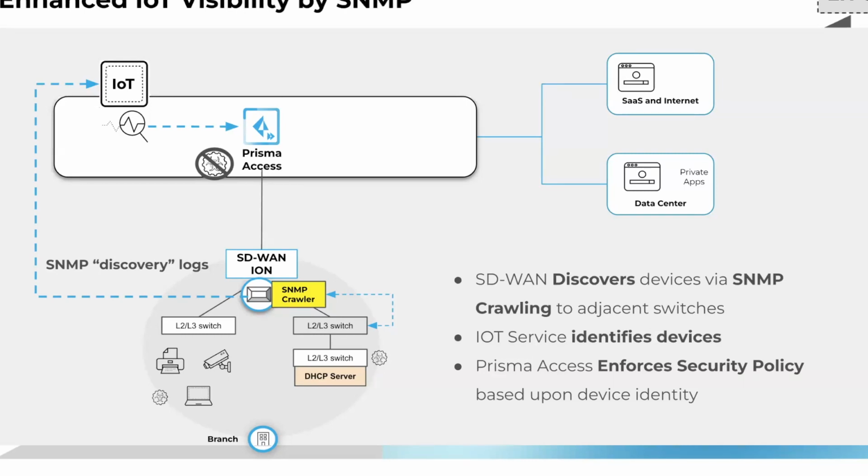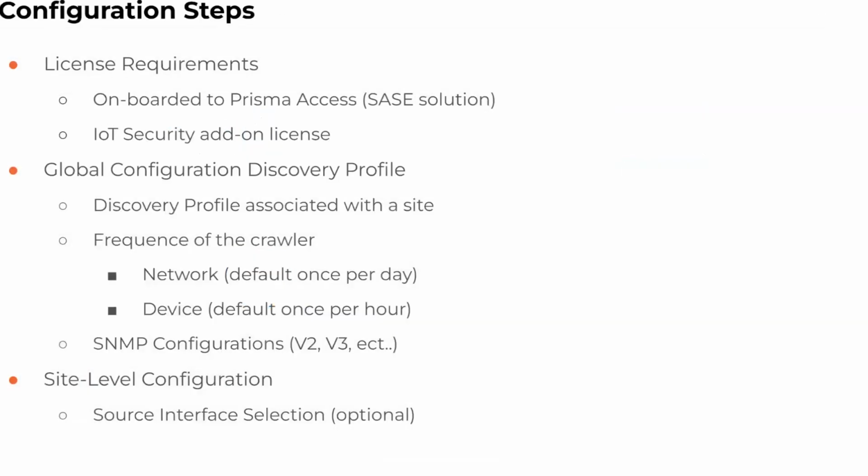So the ION itself can now discover devices using SNMP crawling, and we'll talk through a couple different use cases for that. But the whole intention is to get visibility for those last cases. We had probably 95% of the cases covered before. Now we're getting into those last 5% of coverage as far as visibility deep into the network. Now, this is still a Prisma Access function, so you'll need Prisma Access to do the enforcement for now, and then the IoT Security add-on license.